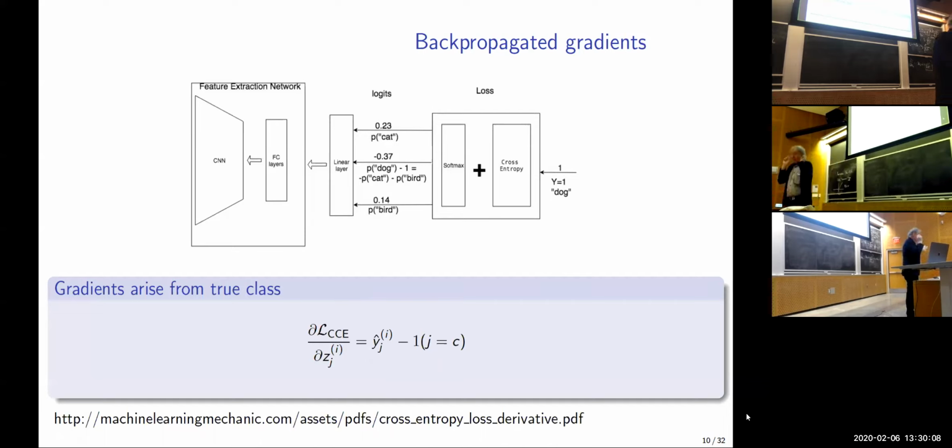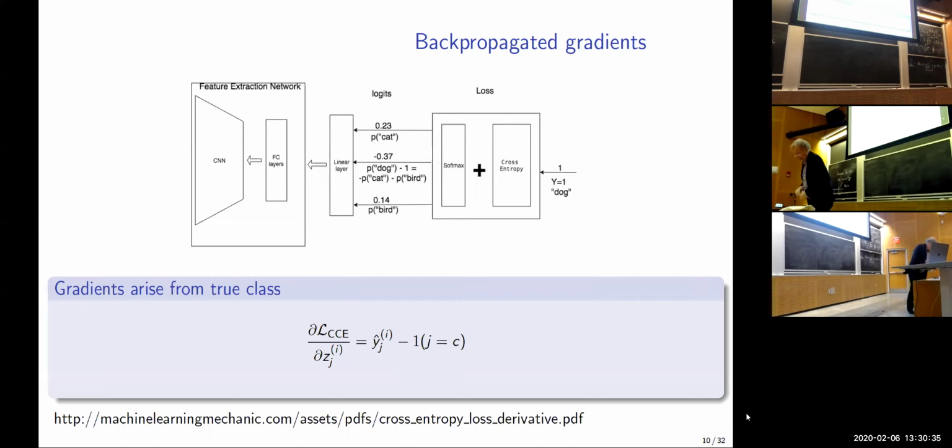Now, when we later begin to update things, we subtract off this derivative, which means we're going to like dogs, and we're not going to like cats and birds, if you think about what's going on here. So we're headed in the right direction. We've got the right kind of backward partial being propagated.